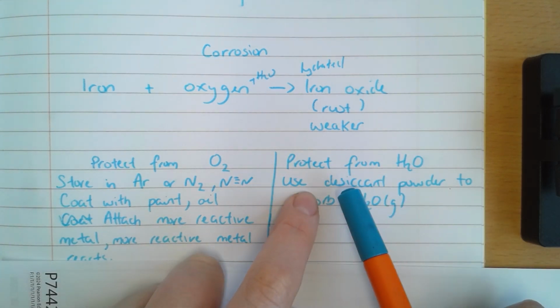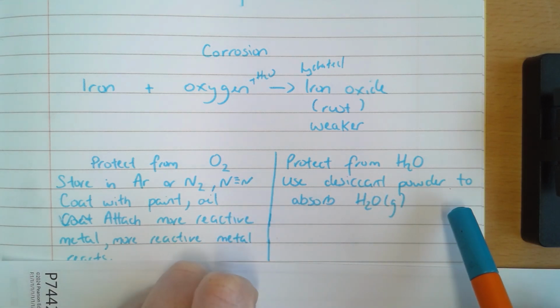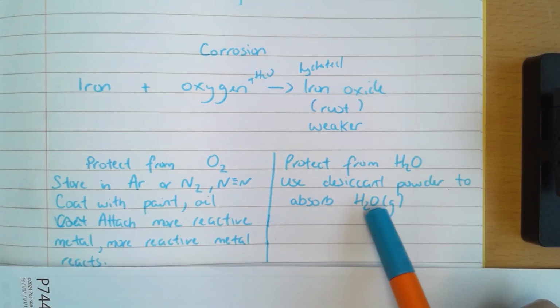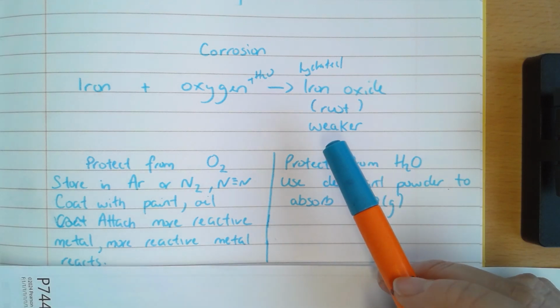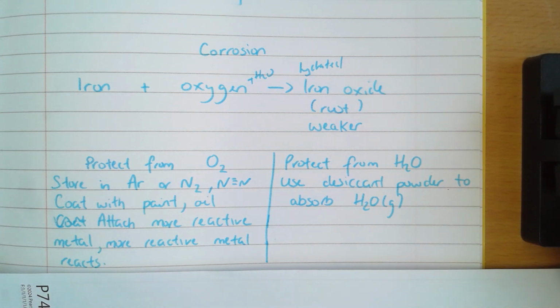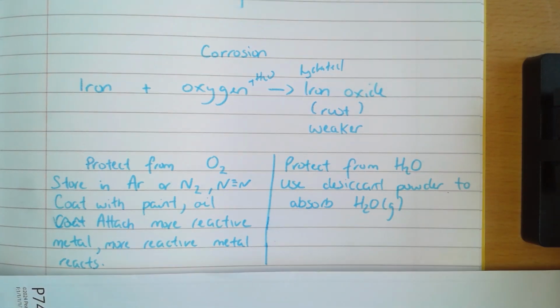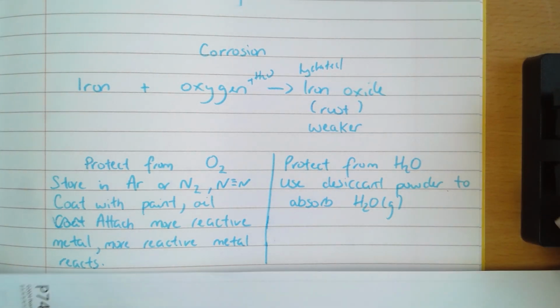But you do need water, and a way to protect from water is using something called desiccant powder, and what that will do is absorb water vapor from the air and stop your iron rusting. So that's an example of the corrosion of iron. Okay, other transition metals will do the same thing. They'll react with oxygen and form a product that is weaker, therefore they're deemed to corrode.